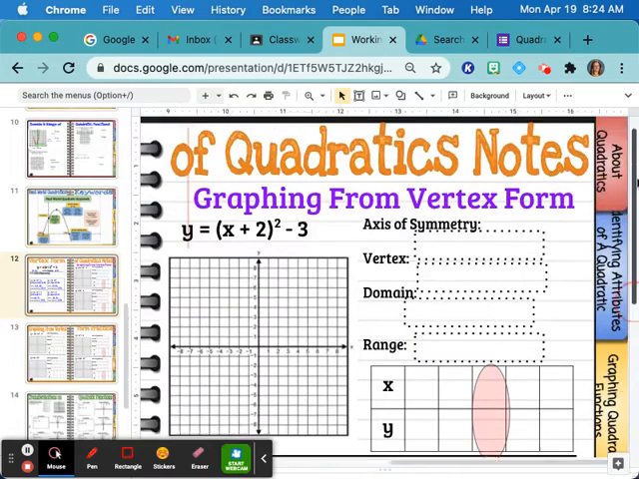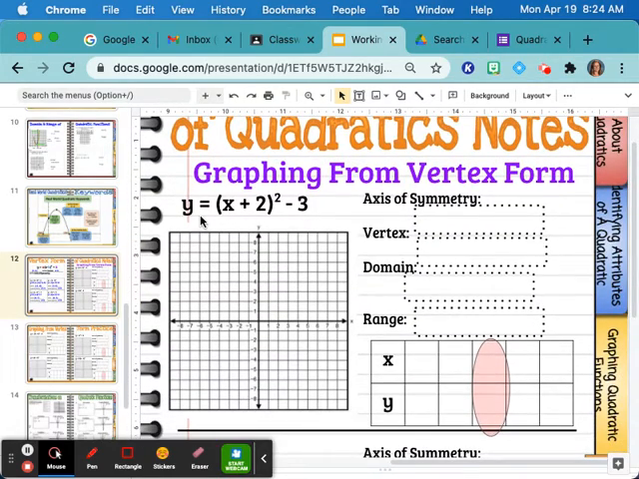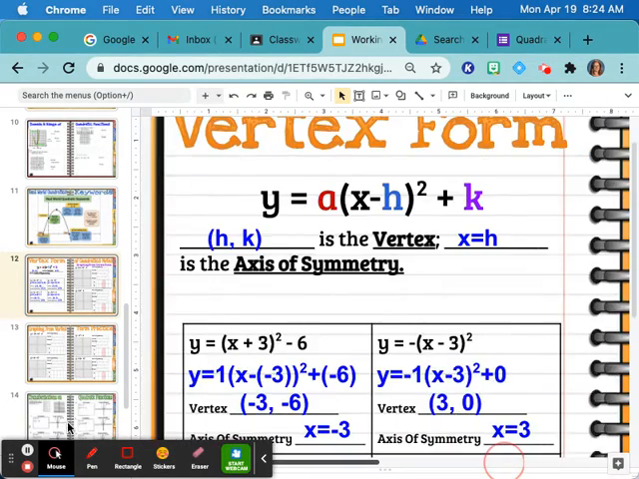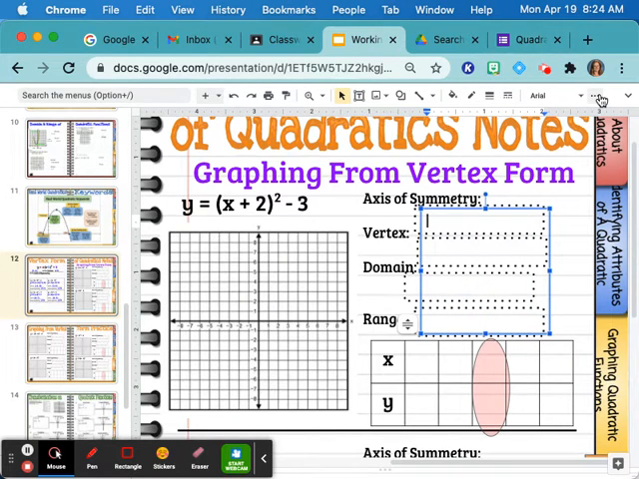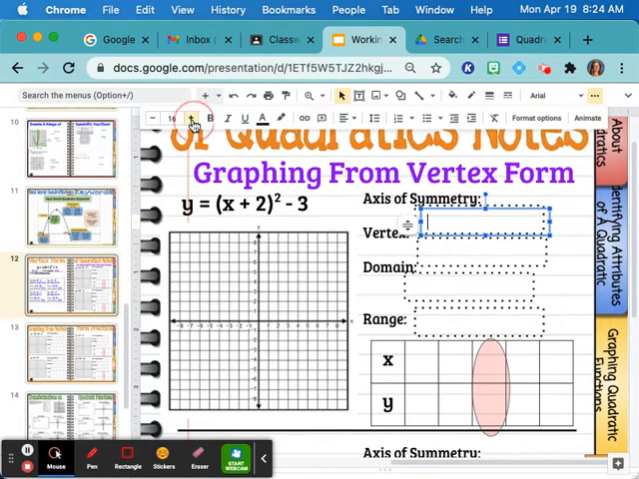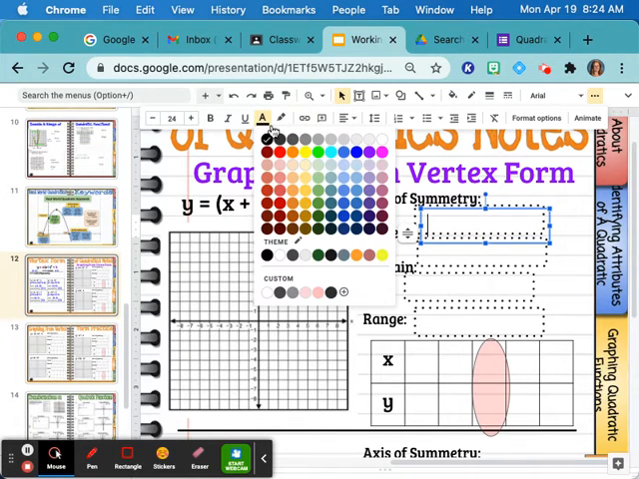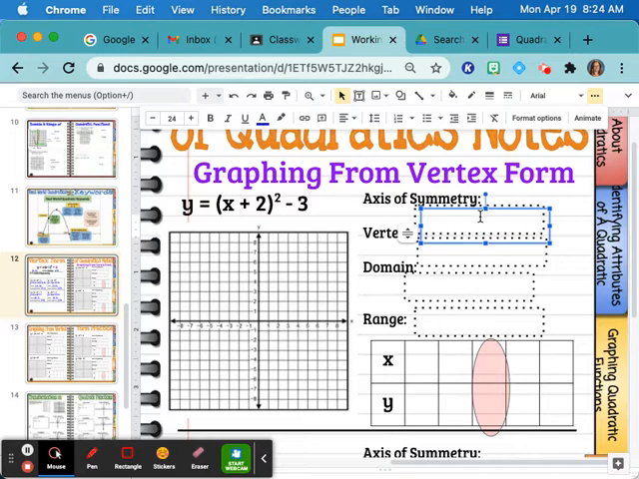All right, let's go to the next two problems. Y equals (x plus 2) squared minus 3. So our axis of symmetry, we've got to create some text boxes here. Do it like that. And let's see, 24. Gonna make it blue again. So our axis of symmetry.